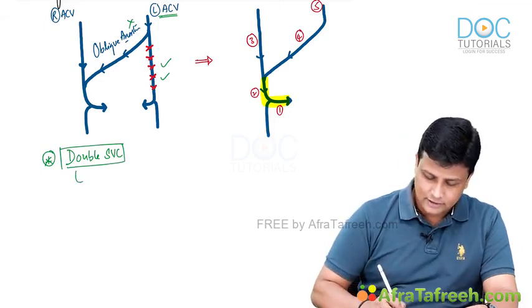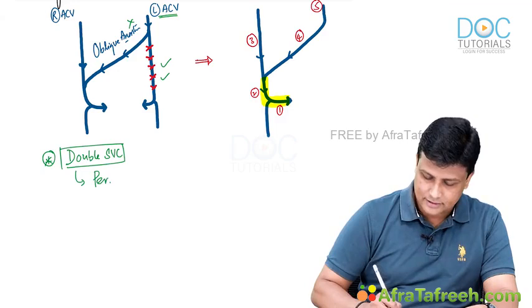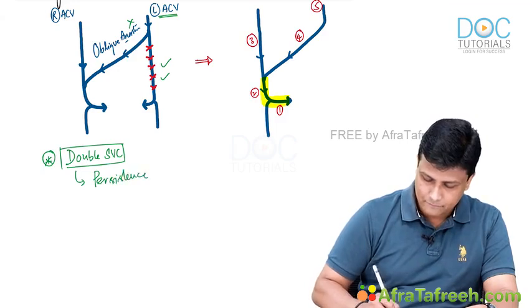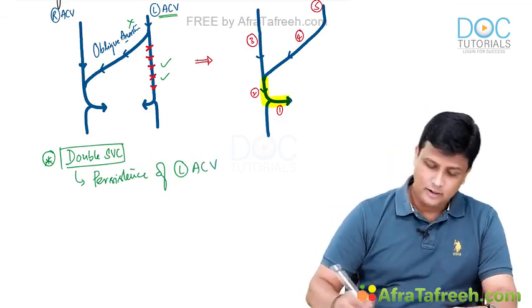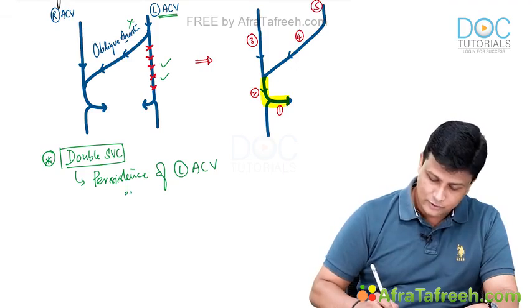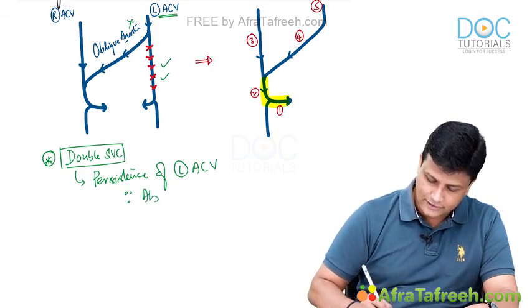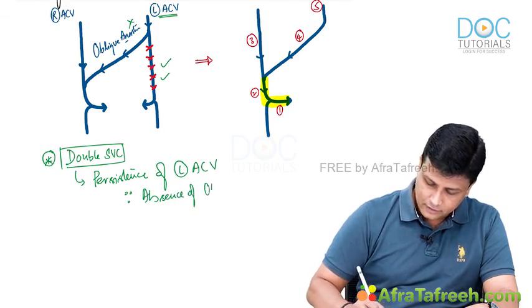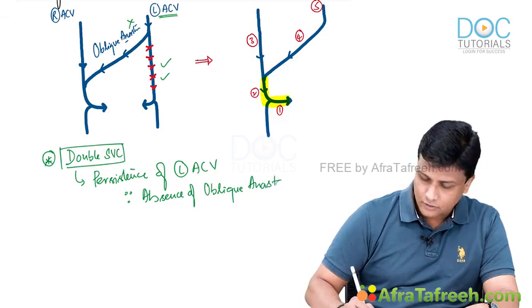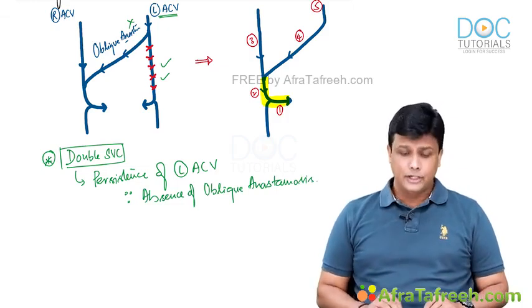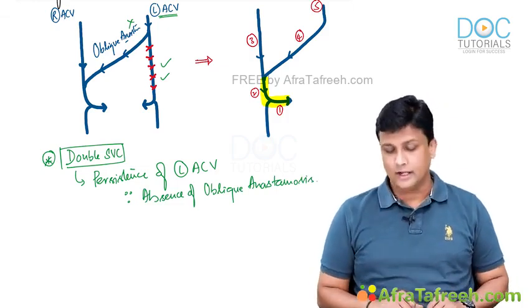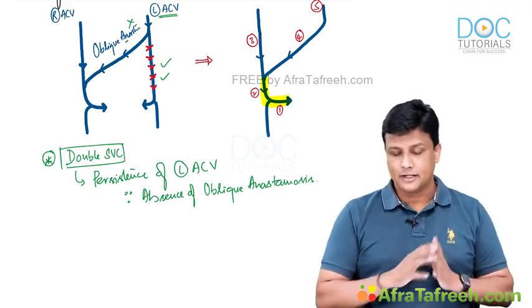Why will it be present, guys? It will be present due to persistence of the left anterior cardinal vein. And why is it so? Because of absence of the oblique vein, or oblique anastomosis we can say. So double superior vena cava is actually due to the persistence of the left anterior cardinal vein, and that too due to the absence of oblique anastomosis.